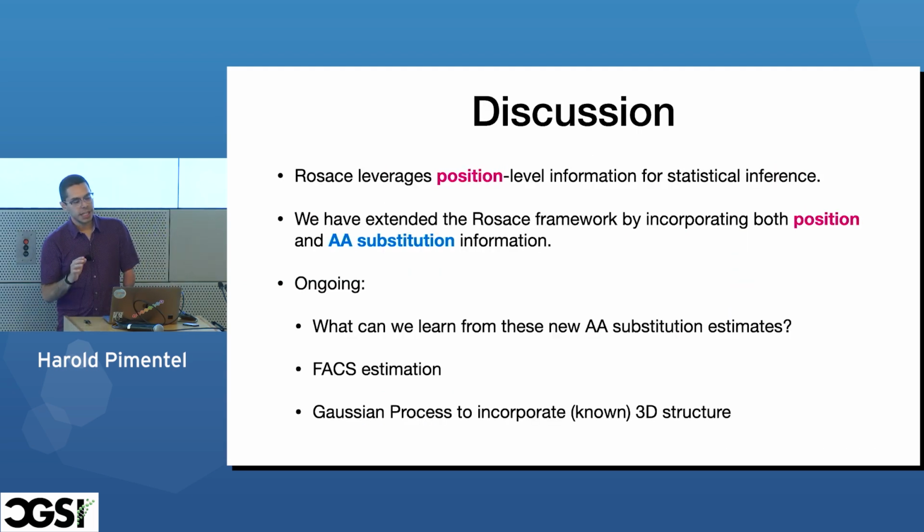Anyway, bottom line is that what we've done so far, today at least, is implement this new model, which extends this previous framework. We're actually trying to see what we can learn from these amino acid substitution estimates. We're not done yet, but to whet your appetite a little bit, one thing that we've noticed is that the variance in these scores seems to be fairly well correlated with alpha helices.